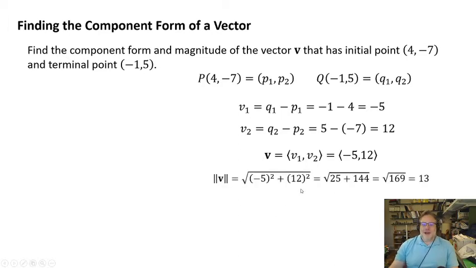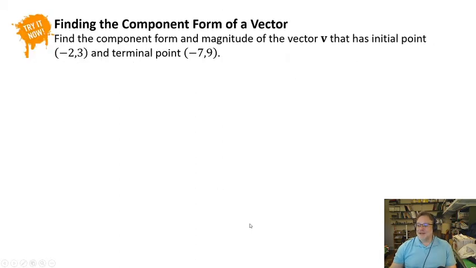And we can also describe what the magnitude is of v by using our usual distance formula here, simplified for the fact that we're working with components rather than coordinates starting and ending. So -5 squared is 25, 12 squared is 144. We add those together to get 169, which is a perfect square. The square root of 169 is 13. So that's the magnitude of vector v here.